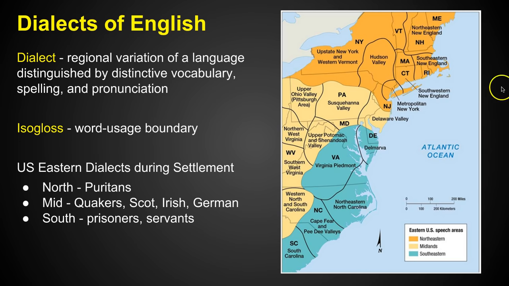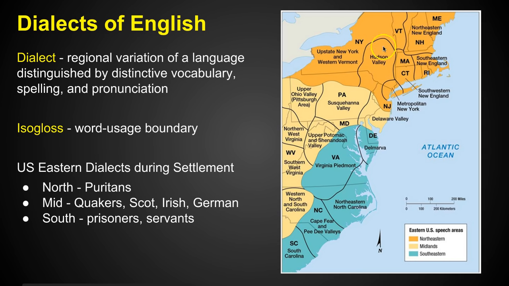U.S. Eastern dialects: we're looking at the East Coast over here. So what are the dialects in this eastern portion of the United States? Well, we got these different dialects through settlement during the colonial period. As people move in, they're coming from different places. Therefore, they're speaking different versions of English.